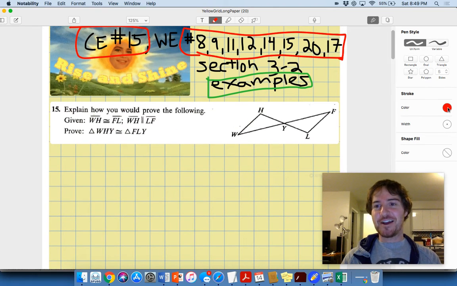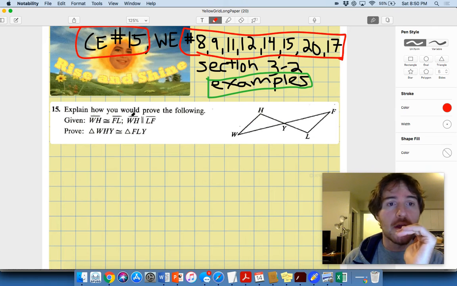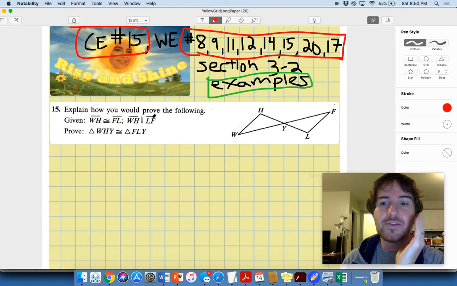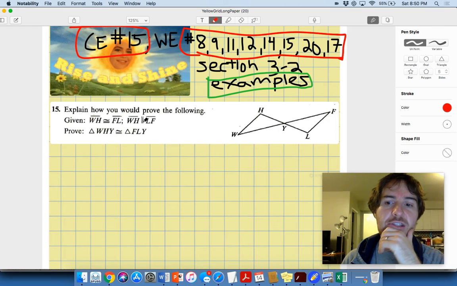Number 15, let's check out if we understand what's going down in this number 15 here. All right, so diagram here. That's very, very nice. I'm thinking maybe this is a proof. Maybe it's a proof, maybe it's not a proof. Let's see here. It says explain how you'd prove the following. Okay, so this isn't exactly a proof. It's meant to hopefully get you ready to write proofs that are kind of like this here. So let's just see how we break it down.